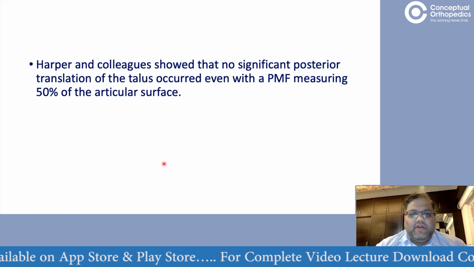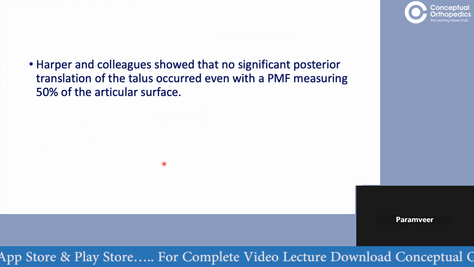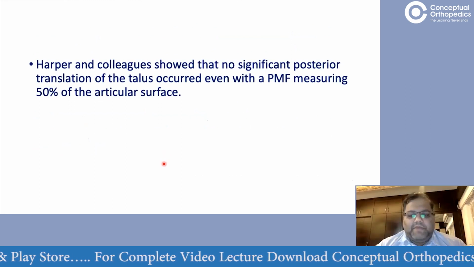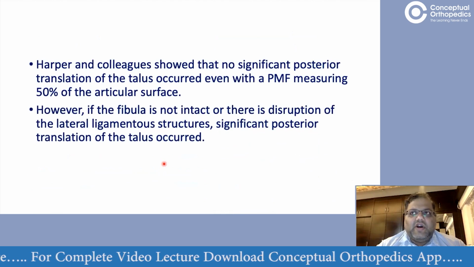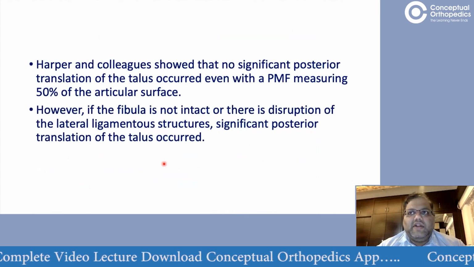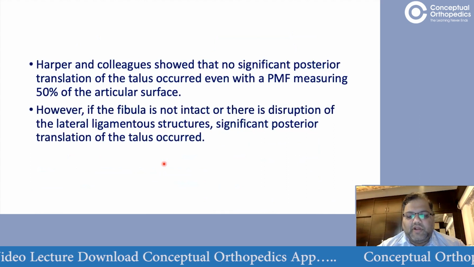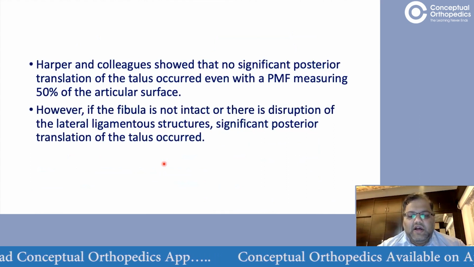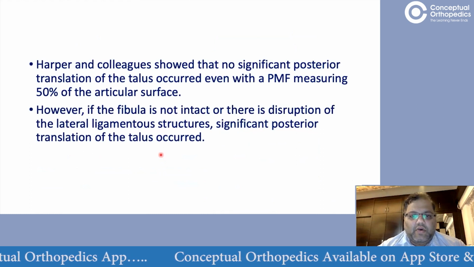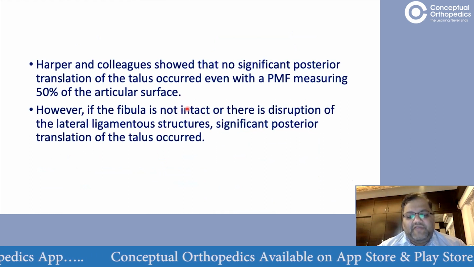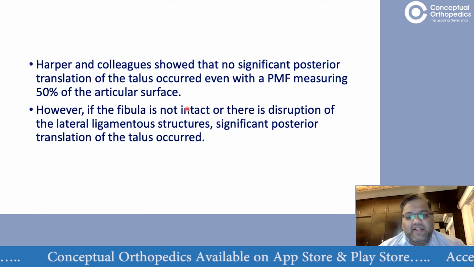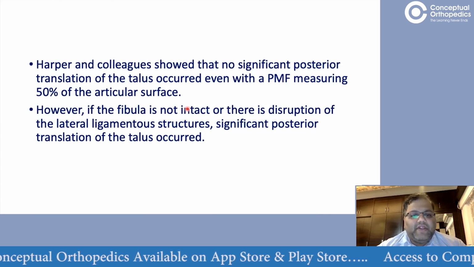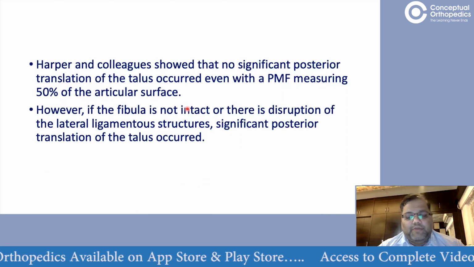Okay. Now, from one third, it became one half. Harper and colleagues transected the posterior malleolus, 50% of the articular surface, and then saw what happens, whether the talus subluxated or not. They showed that even if 50% of the articular surface posteriorly is transected and removed, the talus did not have a posterior subluxation.